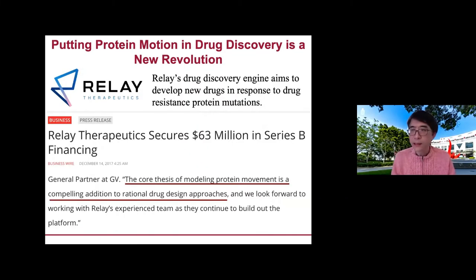Now, here's one example. This pharmaceutical company is called Relay Therapeutics. This company aims to discover new drugs for fighting drug resistance mutations by considering the motion of the protein in their drug discovery pipeline. So I think Relay Therapeutics is a quite new company and is quite successful.